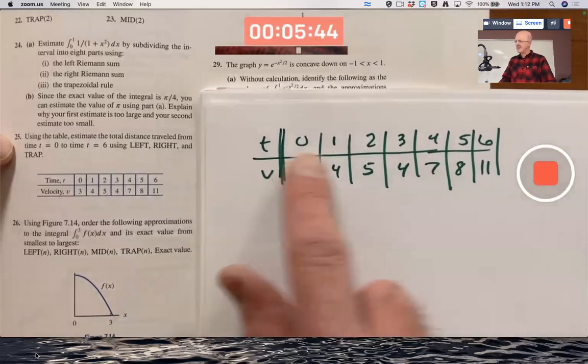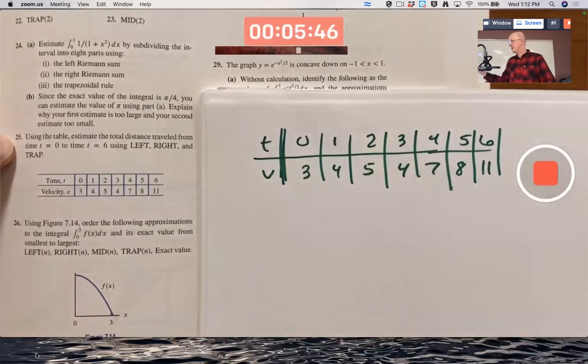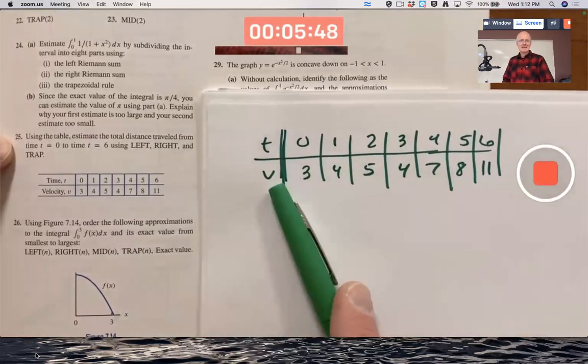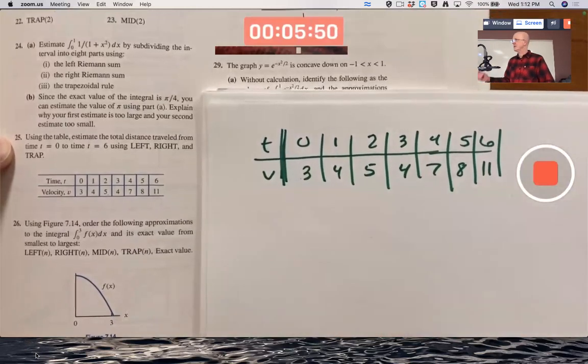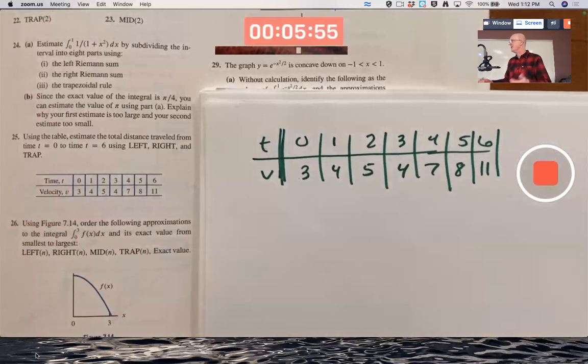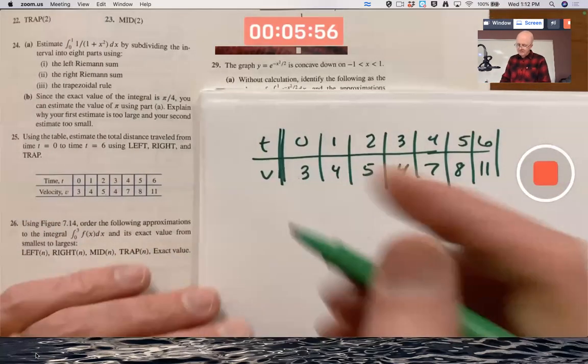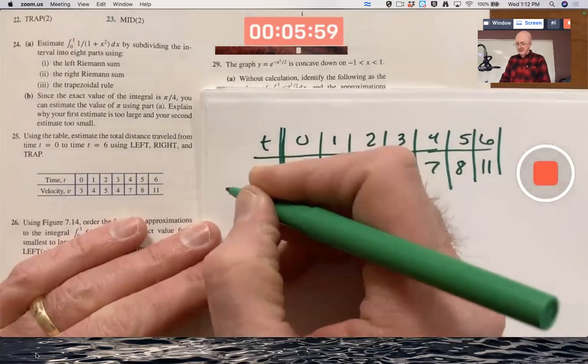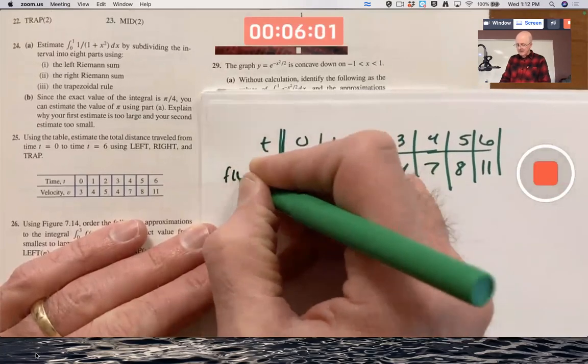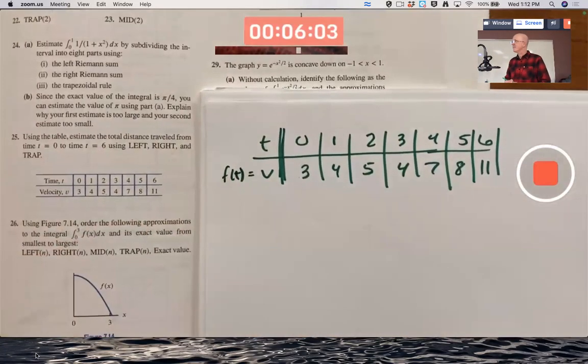Okay, so we've got time data, no units given. You could imagine it to be seconds. You've got velocity data, no units given. You could imagine it to be meters per second. Since these velocities are all positive, you could also think of this as a speed. There's no function name given, but you certainly can give it a name if you like. You could call this f of t.